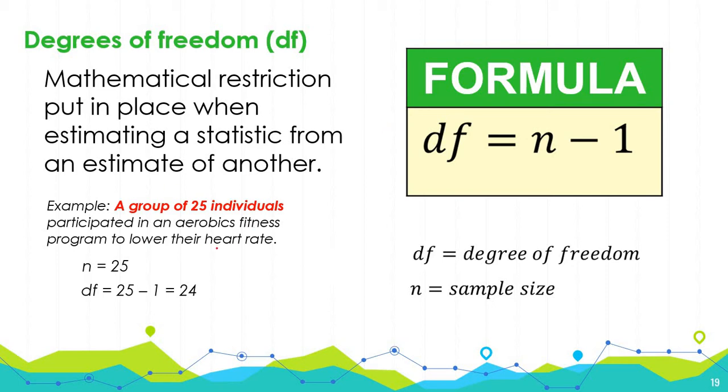So here is an example. A group of 25 individuals participated in an aerobics fitness program to lower their heart rate. We're talking here about a sample size of 25, and to get the DF, we simply subtract 1 from the sample size and we get 24. Hence, the value of the degrees of freedom is 24. Now, why is it important to know what is the DF? It's because using the t-table later on, we need this information regarding the DF for us to be able to identify the critical value. Now, that will be elaborated a little later.